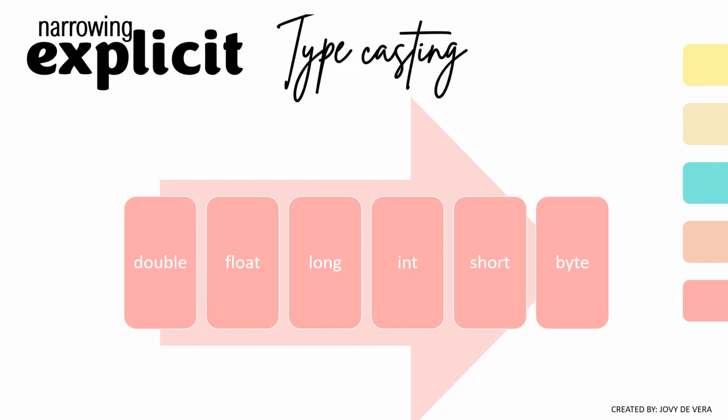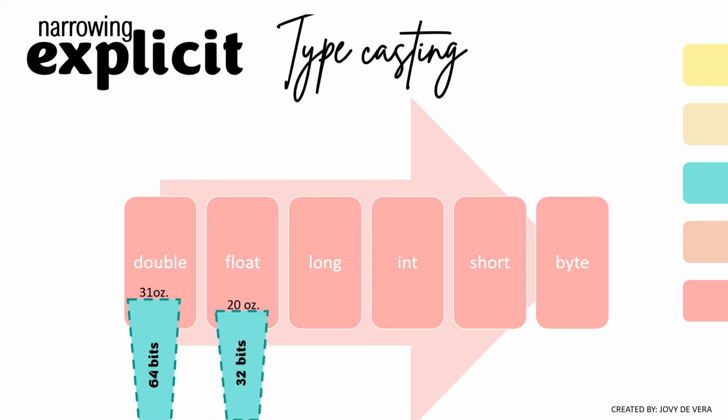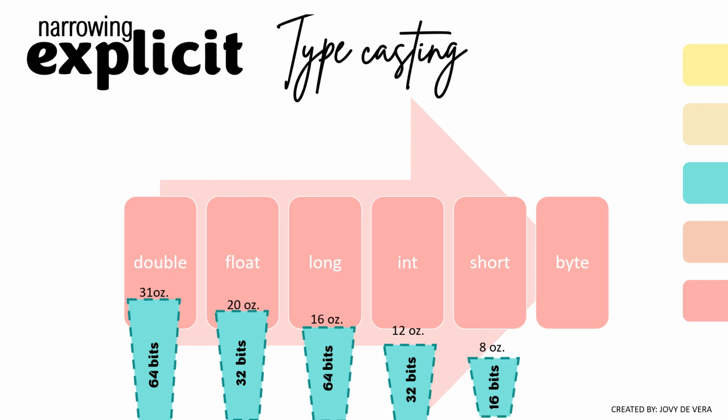Explicit typecasting. This type of casting involves converting a data type of higher range to a lower range. This process of conversion is also referred to as narrowing typecasting. Let us visualize typecasting using the cups. We have here a 31 ounce cup, 20 ounce, 16 ounce, 12 ounce, 8 ounce, and then the 3 ounce cup.